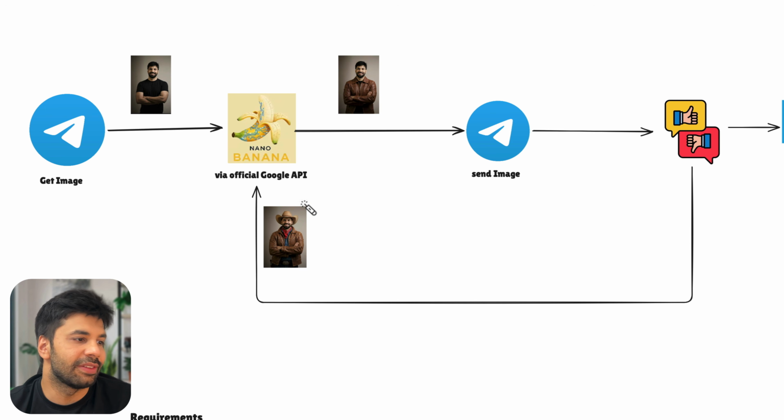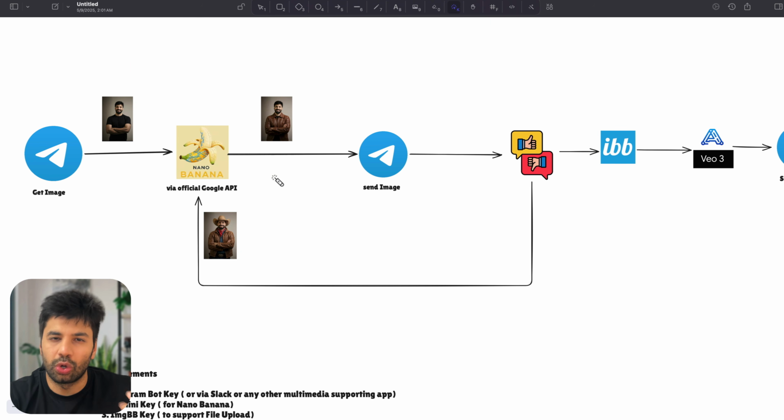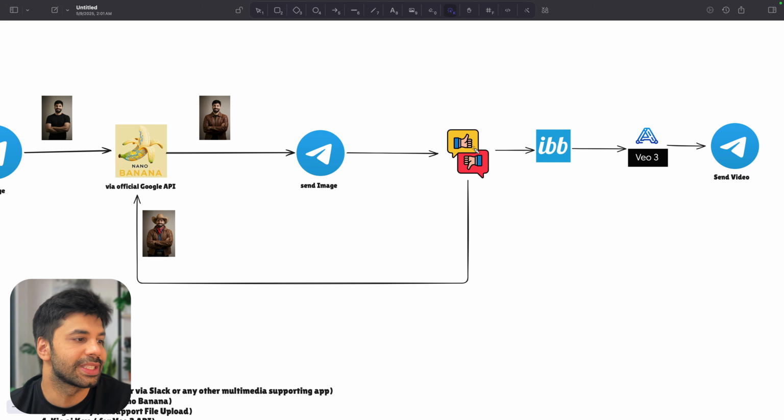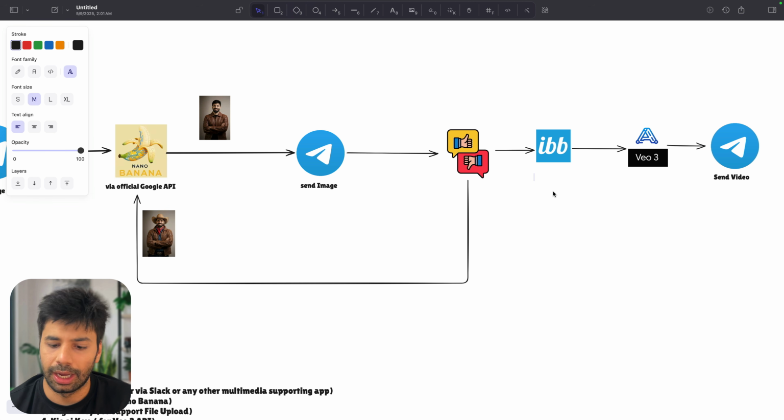Now, once we have received and finalized our image, this is going to be a feedback loop, which I think is very, very important to understand. Via this feedback loop, next we are going to use a service known as ImageBB. We will be using it because we need the link of our image, right? So here, we will be uploading our image.